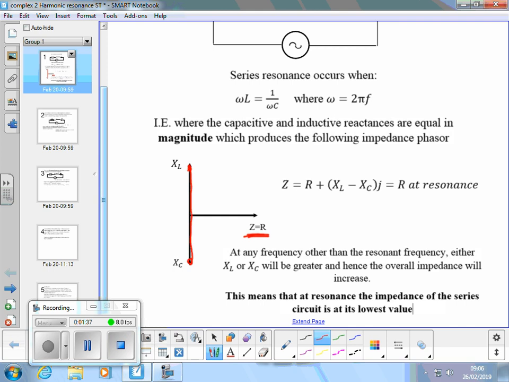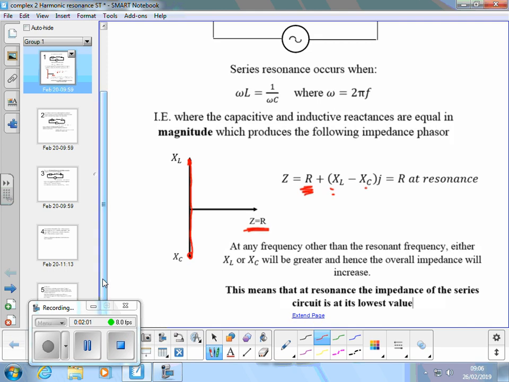Because if these two are equal, they sum to 0. There's no J part, and all we're left with is R at resonance. So at any other frequency, either XL or XC will take over, and we'll get some more impedance. So from the fact that all that's left is a resistance that never changes, we must have minimum impedance at resonance. It's the lowest there's ever going to be.